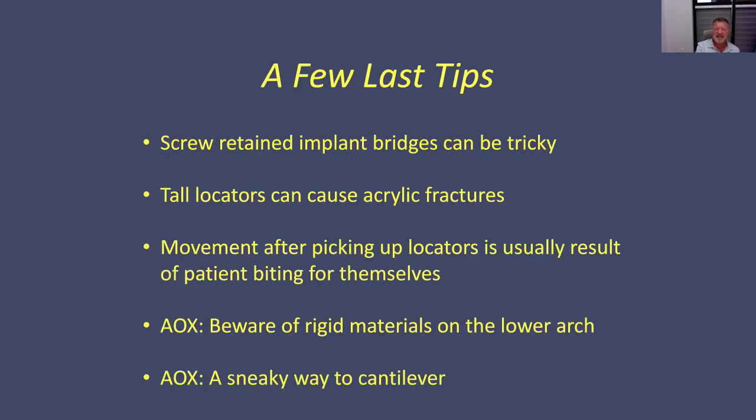A few last tips. I can't expand on these because I told you I was going to keep it very narrow, but a few things to think about. Screw retained implant bridges can be tricky. You're trying to line up two hexes and two contacts. A lot of times those hexes have to be reduced to make everything align, and that can affect a little bit of the retention. So when you're doing screw retained implant bridges, your implants need to be aligned really, really well to be most successful. Tall locators can cause acrylic fractures. Same thing, implants are rigid. So locators are rigid, the denture's not.